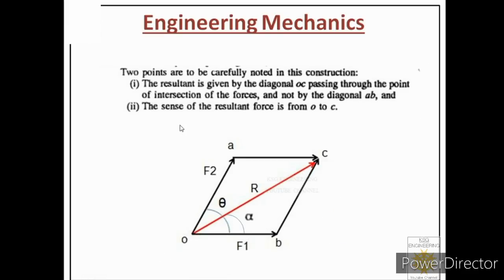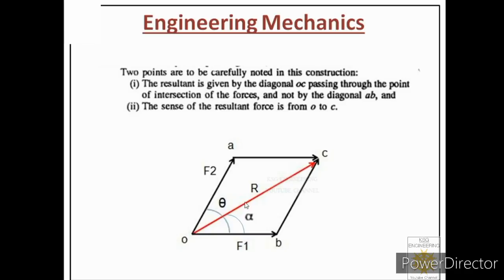Now we will discuss few more points. 2 points are to be carefully noted in this construction. The resultant is given by the diagonal OC passing through the point of intersection of the forces and not by the diagonal AB. Yes, this is a very important point to understand. When we apply parallelogram law, we have to consider that diagonal of the parallelogram as a resultant of the two forces, which is starting from the same point at which these two forces are acting.